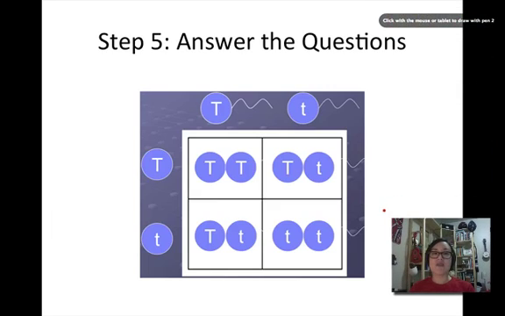For step 5, what you need to do now is look at the Punnett square that you've created and answer the questions that might be asked of you on your word problem.